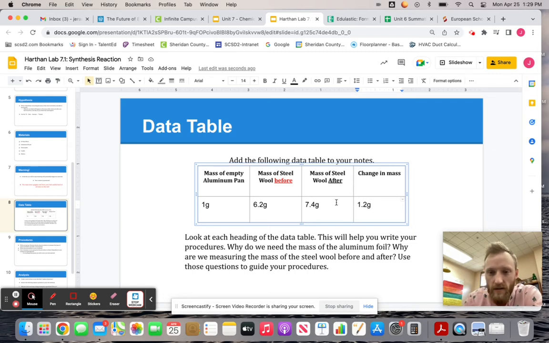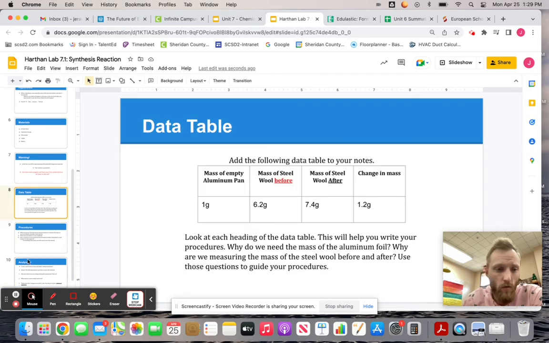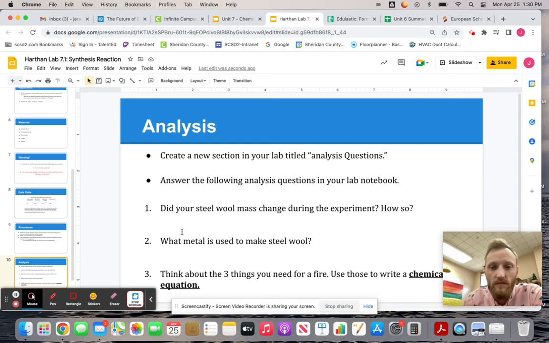Why did this happen? Okay, so that's what we want to look at. And again, keep in mind, we're learning about synthesis reactions and this idea of conservation of mass. Okay, so first question here. So in our analysis, did our steel wool's mass change? Well, yeah, it went up, which is weird.